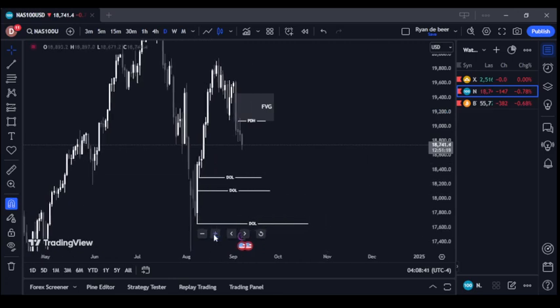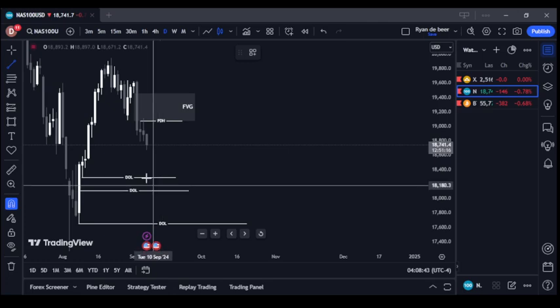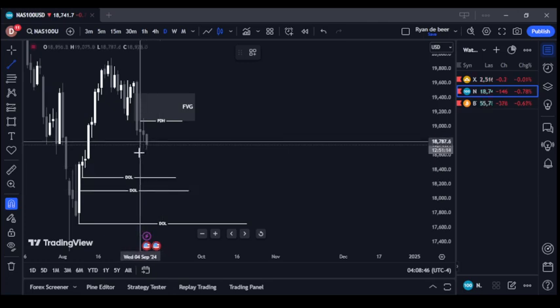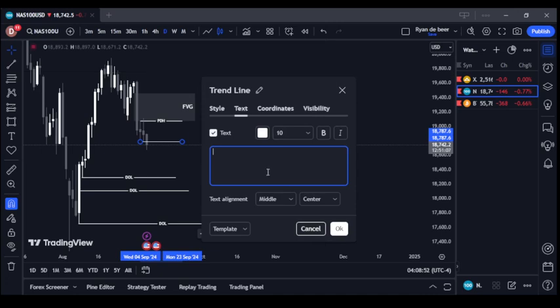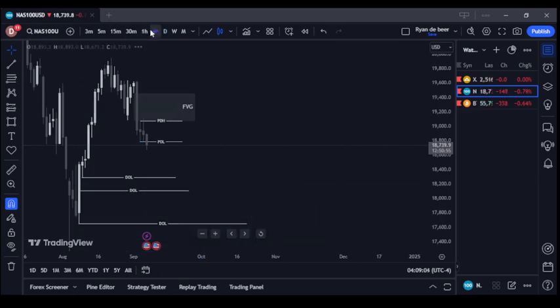PDH or PDL. It's just a quicker way of writing it, or just to point it out. As you can see, previous daily high, previous daily low. Remember, we're not focusing on today. We're focusing on yesterday, Thursday. PDL, previous daily low.